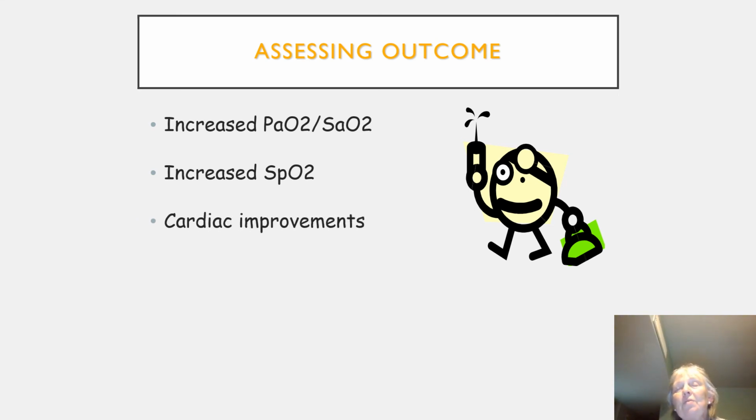Cardiac improvements. Remember, the first sign of hypoxemia is tachycardia. If you don't live with tachycardia every day, then that's probably caused by that hypoxemia that you have. And so what we're trying to find out is, let's get that heart rate down and make sure that things are working like they need to.